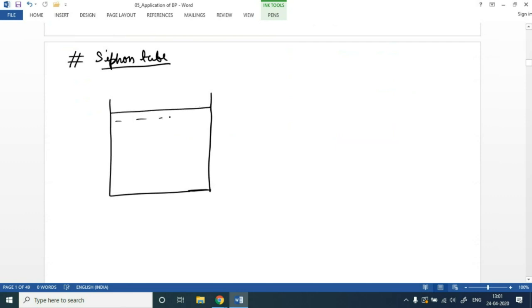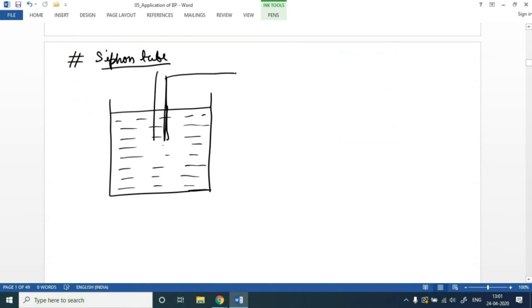So let's say there is a container which is filled with some liquid over here, and we want to take out liquid. We want to maintain a flow of liquid from this container to outside. So what I will be doing is, I will siphon the system. I will put a siphon tube. Let's say that would be a thin tube. Pardon my bad drawing.